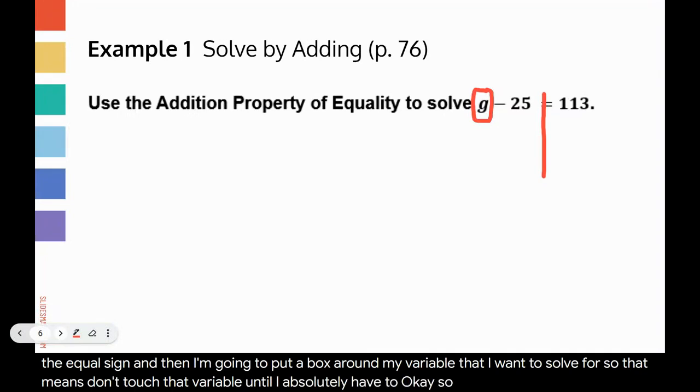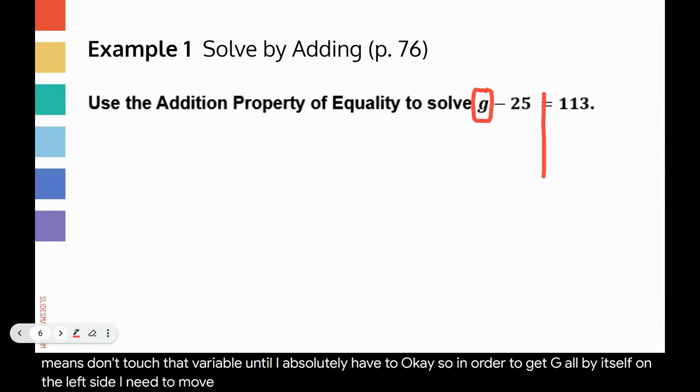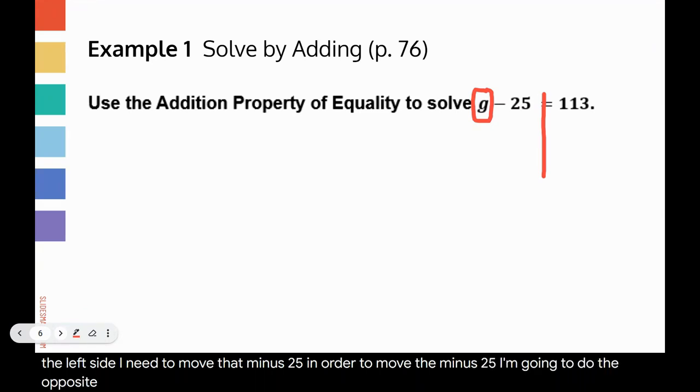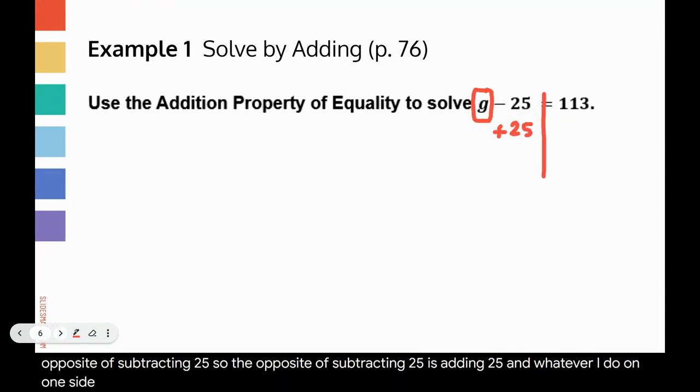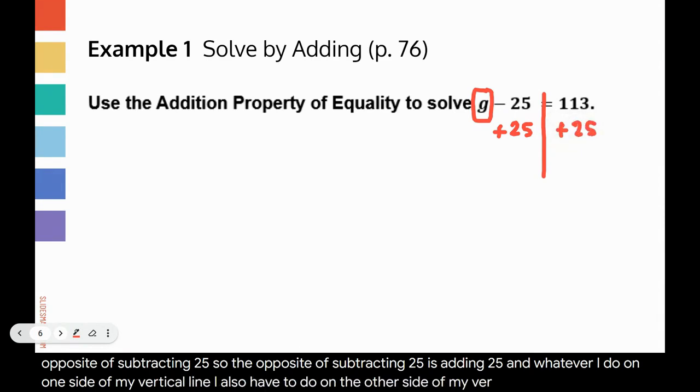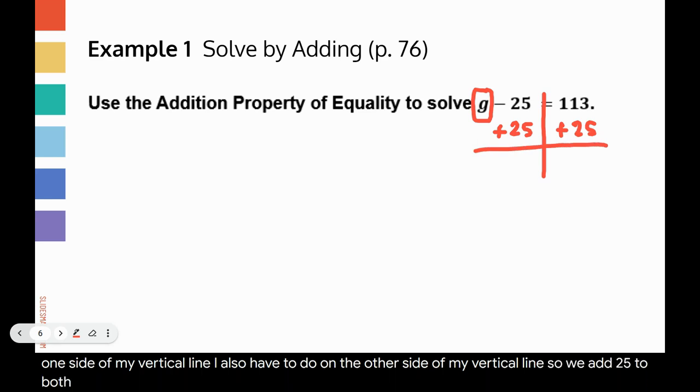Okay, so in order to get g all by itself on the left side, I need to move that minus 25. In order to move the minus 25, I'm going to do the opposite of subtracting 25. So the opposite of subtracting 25 is adding 25. And whatever I do on one side of my vertical line, I also have to do on the other side of my vertical line. So we add 25 to both sides.